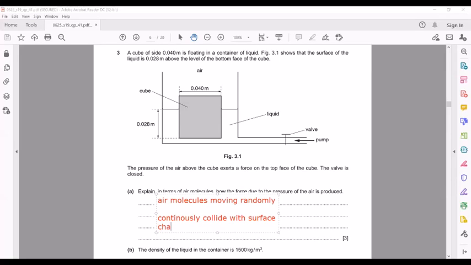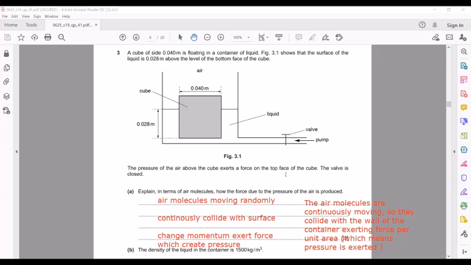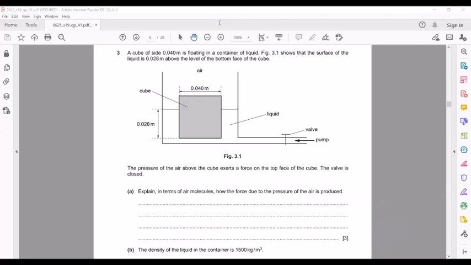They change the momentum as they bounce back. They exert force, which creates the pressure. Because whenever there is a change in momentum, there is always a resultant force, and resultant force is responsible for creating a pressure as it is acting on a unit area.